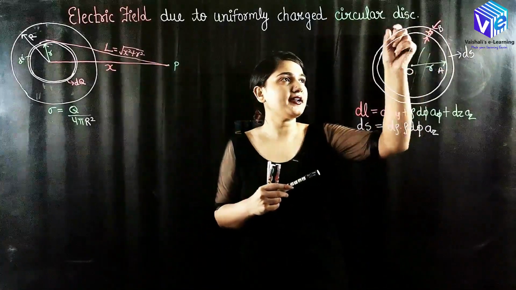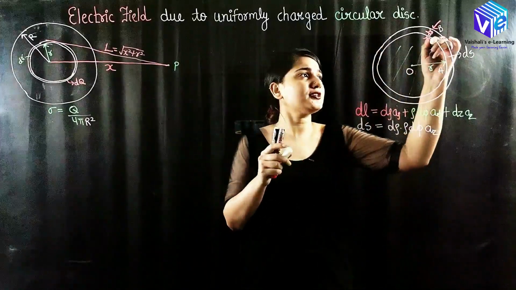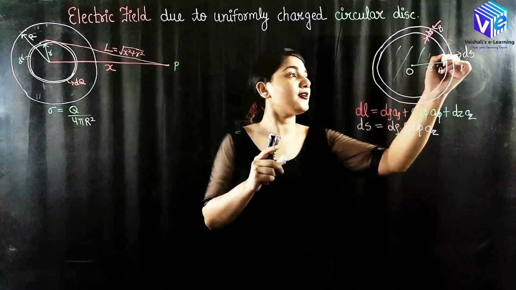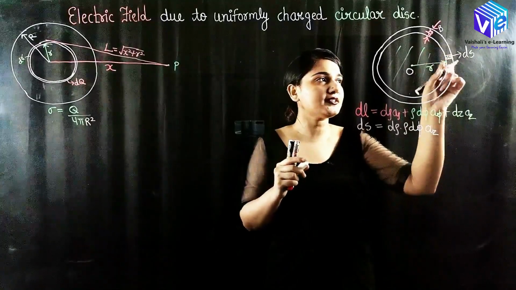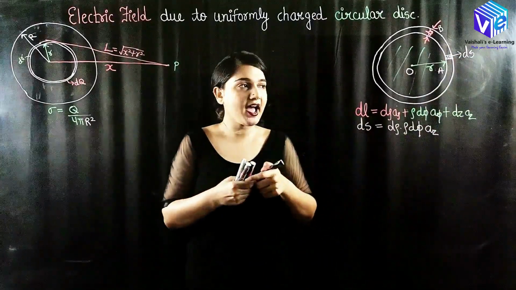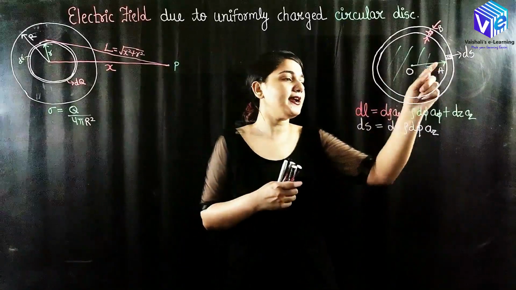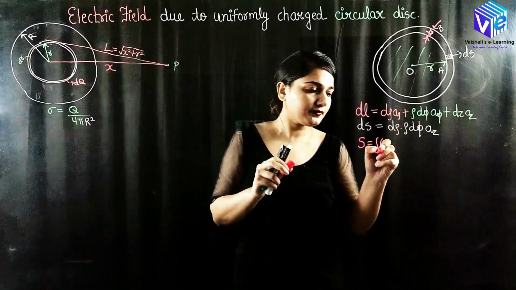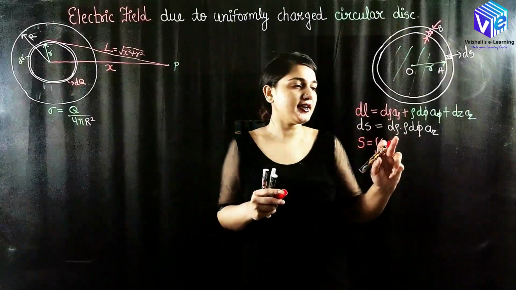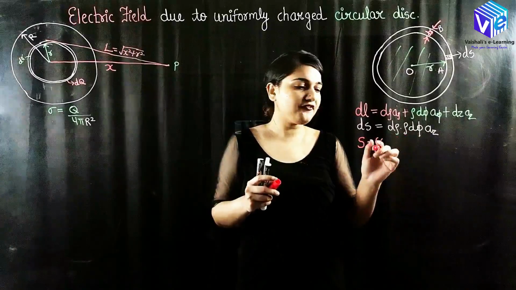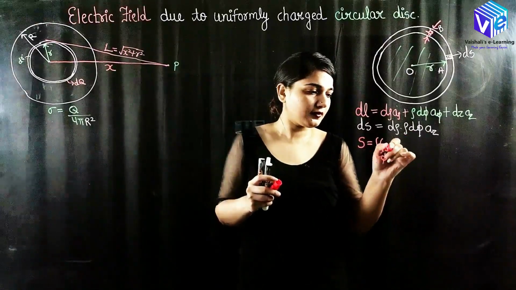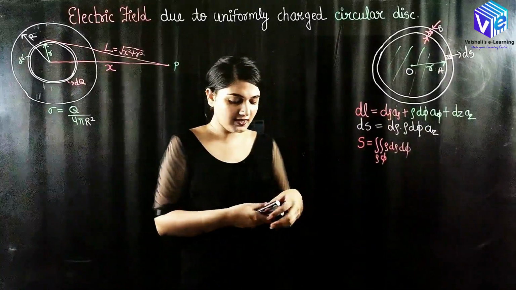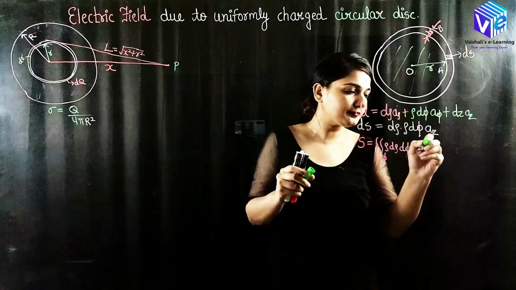Now this is the small surface area ds. If I have taken a very small element from this area, this is my ds. To find the full surface area I will integrate it over rho and over phi. Now let's find the limits.